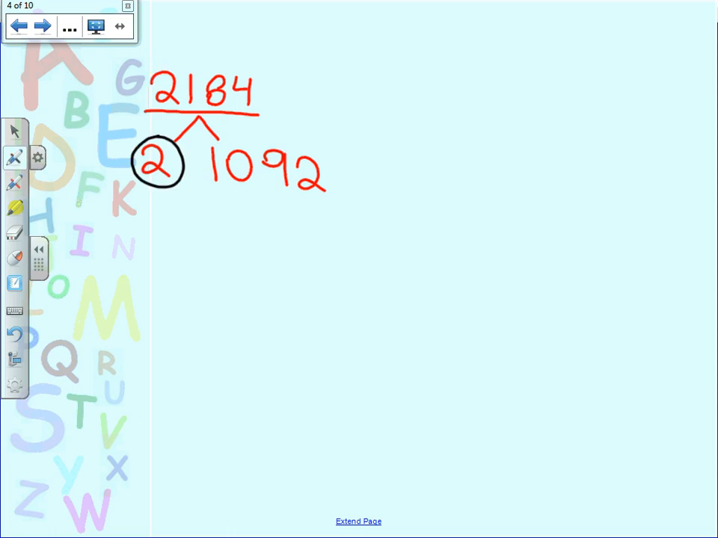This one is not prime. What's it divisible by? 2. Pick prime numbers that divide into it. It makes it easier, because then you only have to work down one side of the tree. What's the remainder? 546. Circle your 2. Keep going. What's this divisible by? 273. Circle it.